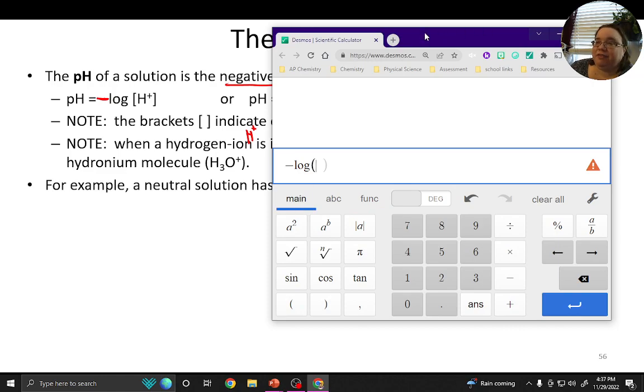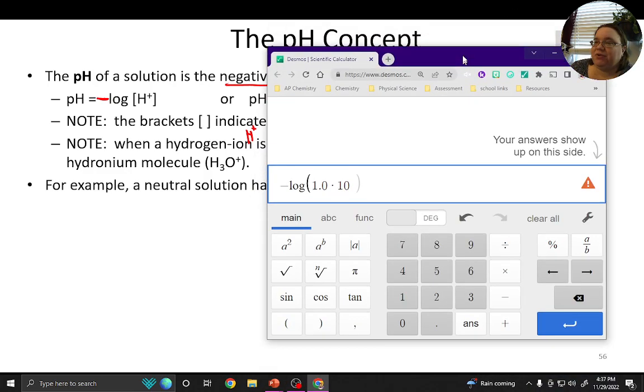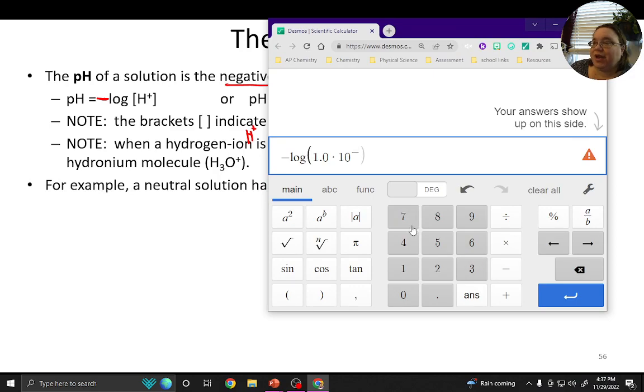So I've got to take the negative log of 1.0 times 10. And remember, to get something raised to a power, I've got to hit this a exponent b button. It's going to give me an up thing. And notice my exponent is negative 7. So you have to type the negative, and you have to type the 7. I always like to arrow out of it before I hit enter so that I don't goof anything up. In Desmos, you don't necessarily have to hit enter. It already did the calculation for you.